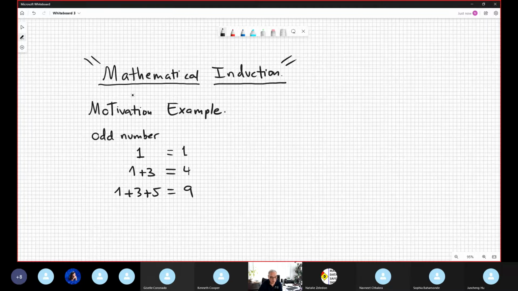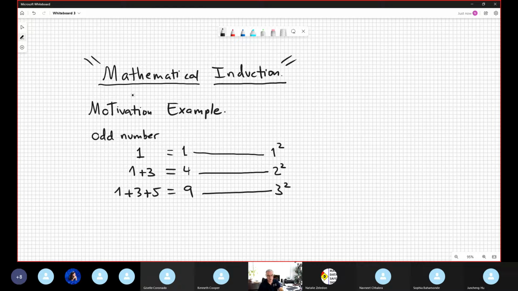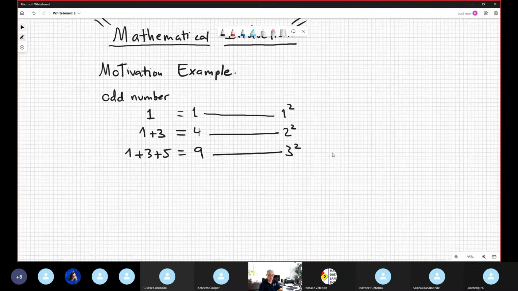So you see, wow, this looks weird. Now this is equivalent to saying 1 squared, 2 squared, 3 squared. Is it a coincidence or is it a fact? I have no idea. Let me try. Suppose now 1 plus 3 plus 5 plus 7. This is 9, this is 16. And 16 is 4 squared.